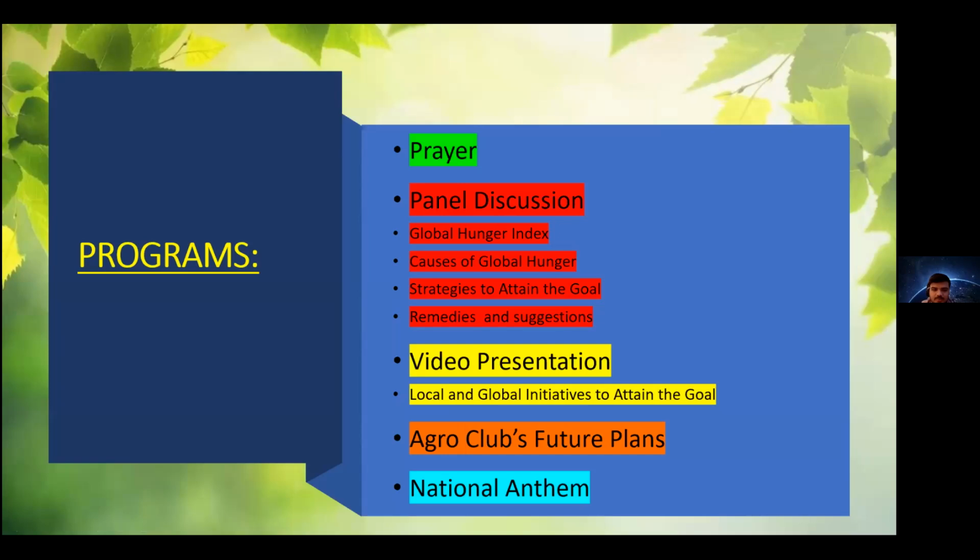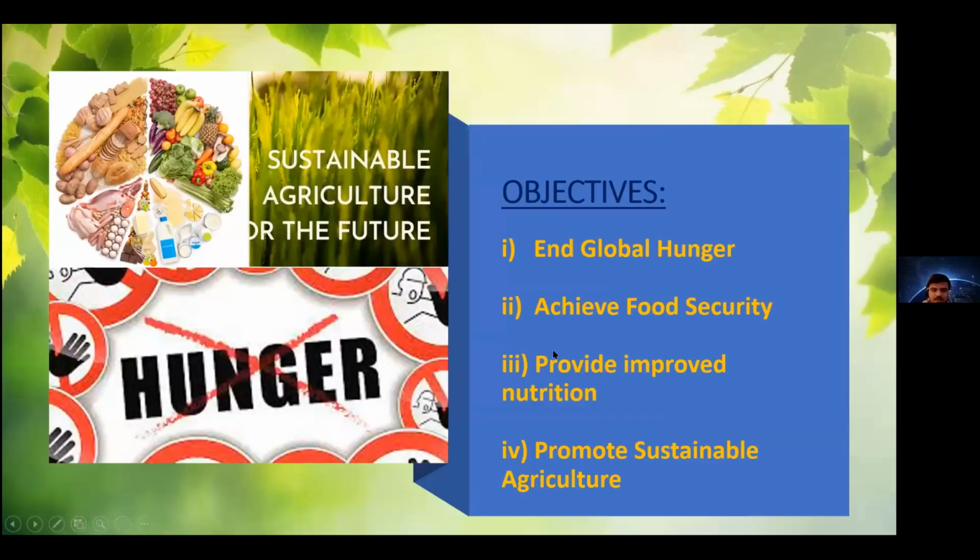So these are our programs for the day. We'll be starting off with a panel discussion on Global Hunger Index, causes of global hunger, strategies to attain the goals, and remedies and solutions. Then we'll be having a video presentation on local and global initiatives to attain the goal, after which comes the Agro Club's future plans. These are our objectives. They include ending global hunger, achieving food security, providing improved nutrition, and promoting sustainable agriculture.